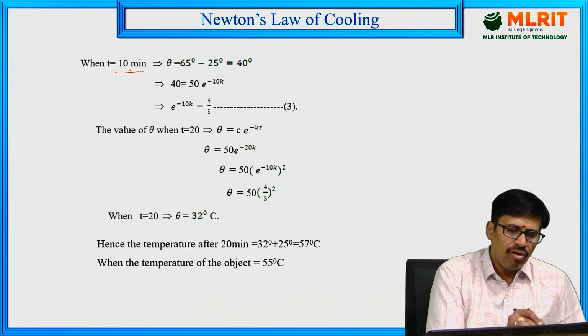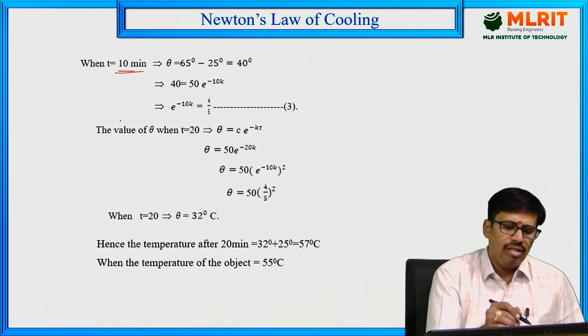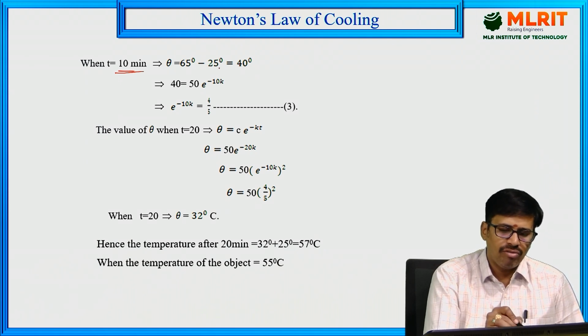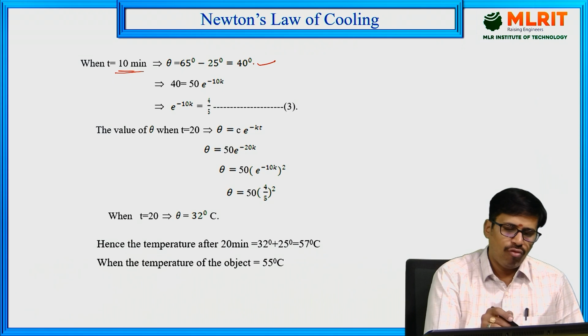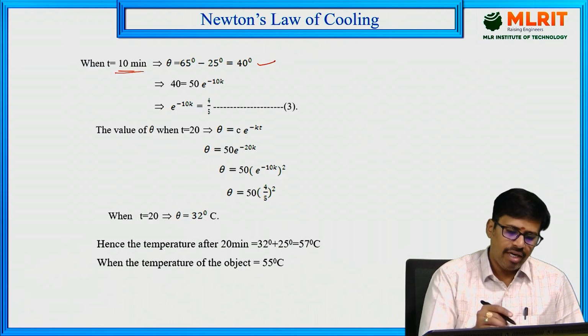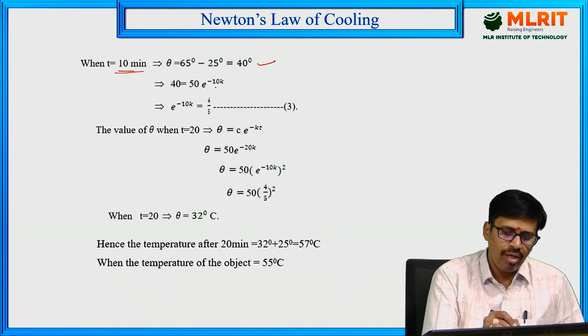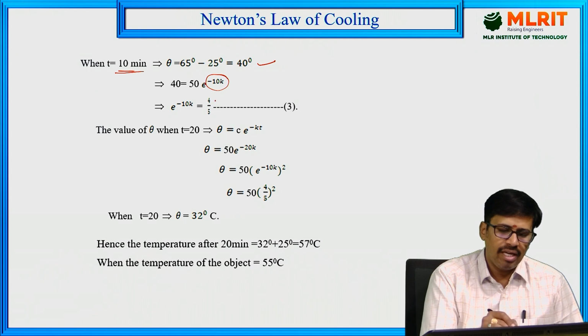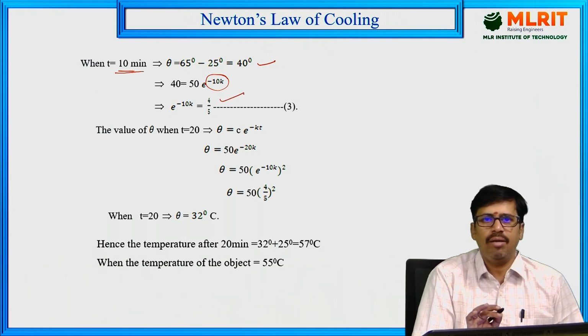When t is equal to 10 minutes, the temperature is 65, so it is 65 minus 25, that is 40. Substitute 40 in this equation. So we get 40 equal to 50 into e power minus k into t. T means 10, so e power minus 10k. So e power minus 10k value is 4 by 5. Let us keep it aside.